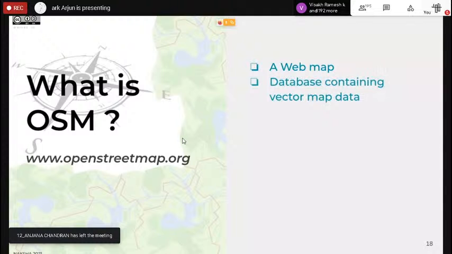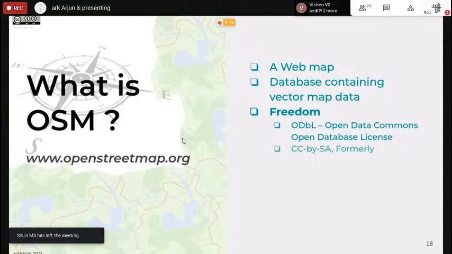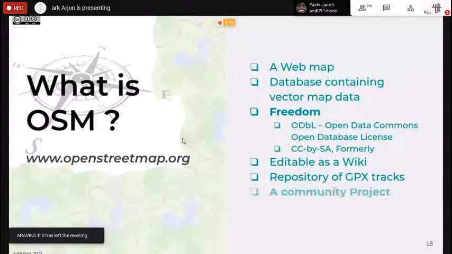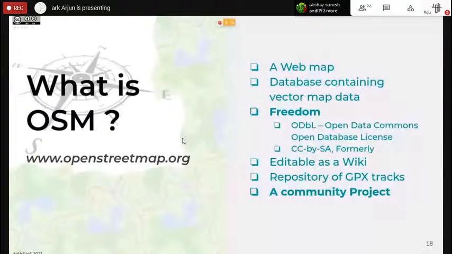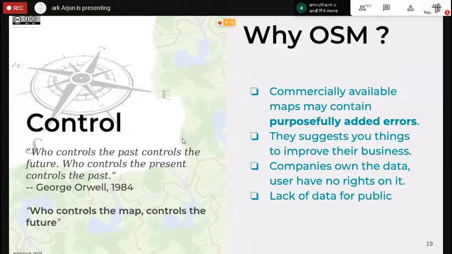What is OSM? OSM is a web map. It is a database containing web map data. The freedom to use is under the Open Data Commons Open Database License, and formerly it was the Creative Commons Attribution Share-Alike license. Now it is available under the Open Data Commons Open Database License. It is editable like a wiki. It also supports GPX tracks, and most important, it is a community project. So why OSM?